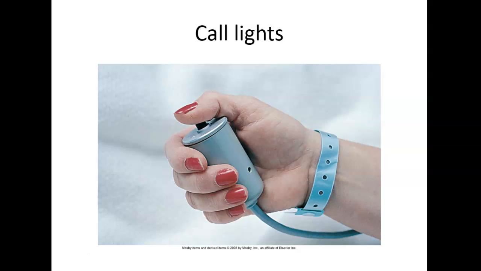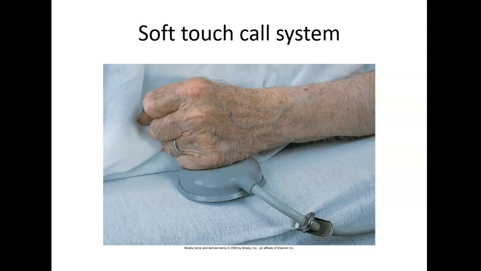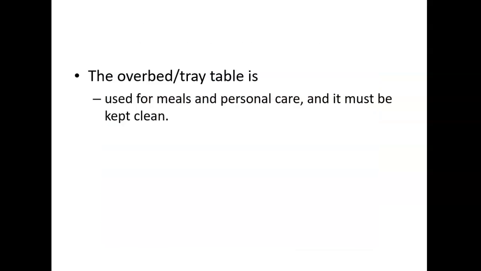There are different kinds of call lights. This is an example of one. That's a real old looking one. But most of them are plastic with a button on them. And for those that are fairly arthritic or have had a stroke and can't push that button, there's the soft touch. That's what that looks like.